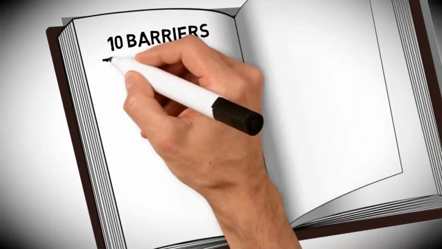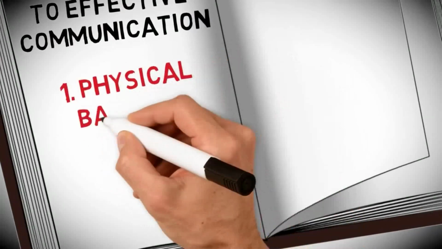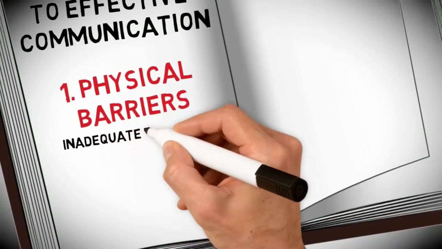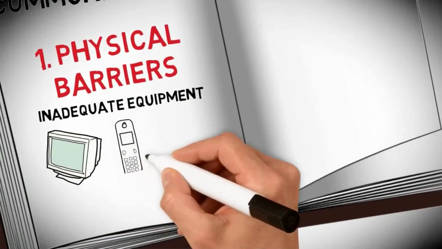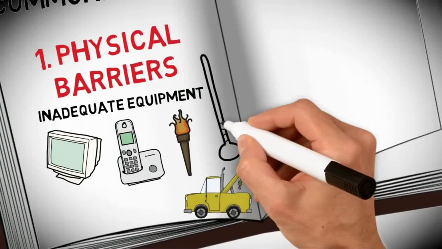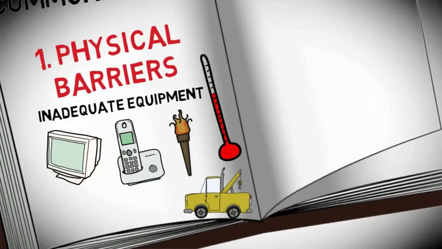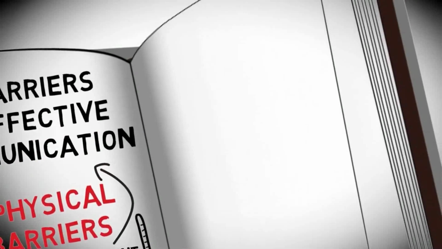10 barriers to effective communication. 1. Physical barriers. These are such things as inadequate equipment, such as outdated computers, phones with poor signals, background noise, poor lighting, temperatures that are too hot or too cold, tangible items that may interfere with communication efforts.